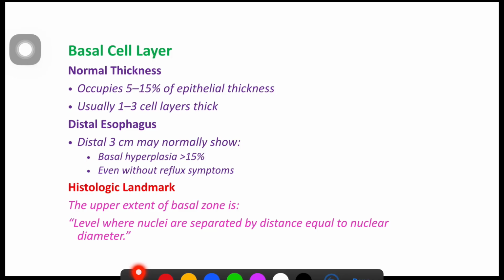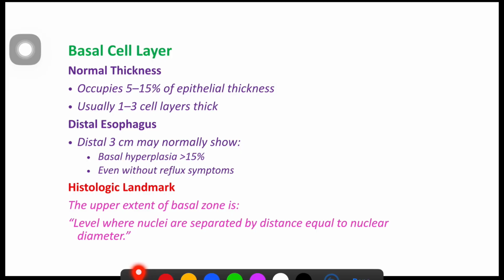Now, the importance of the basal layer is that its normal thickness occupies 5 to 15% of the epithelial thickness, and usually it is 1 to 3 cell layers thick.